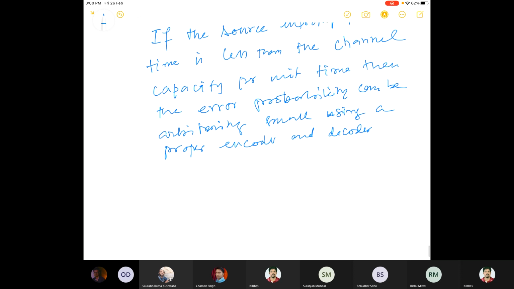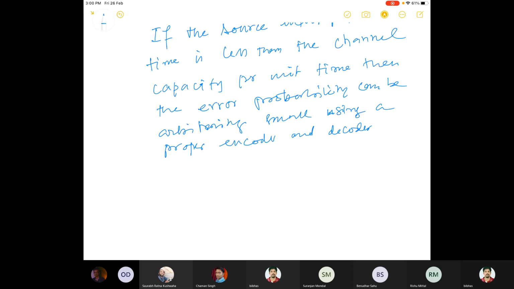Now what we are trying to prove is the converse of this. What is the converse? If the source entropy per unit time is more than the channel capacity per unit time, then there will definitely be some error. That is our goal right now: if the source entropy is more than the channel capacity per unit time, then the probability of error is always positive.